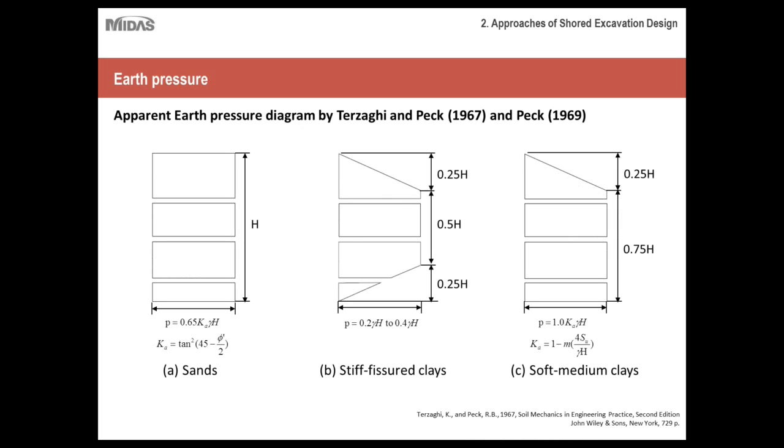Then the apparent earth pressure diagram that was proposed by Terzaghi and Peck in 1967 and 1969, we found that for the supporting structure, depending upon the soil strata, the pressure definition is different. As you can see, if this is the height H and these are the intermediate, let's say, bracings or supporting systems, then the pressure is more or less constant throughout the depth, and the coefficient of earth pressure is determined based on this formula.